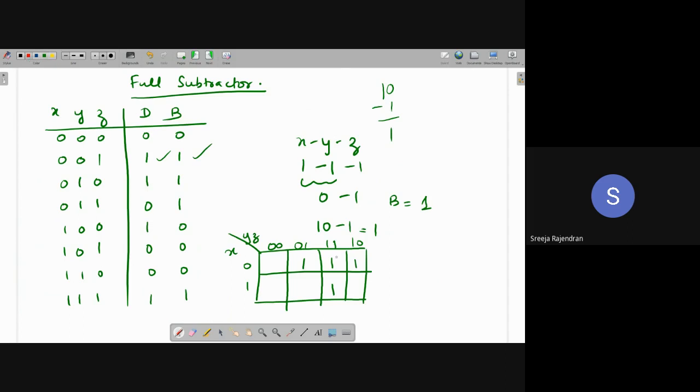Let me group it. One group is this, so I write that I'm writing for borrow. B is equal to, in this case, the row is the same, that's x bar and z. So I form the second group. Again, row is the same, which is x bar y, plus this last group, it will be yz. So this is the term for borrow.